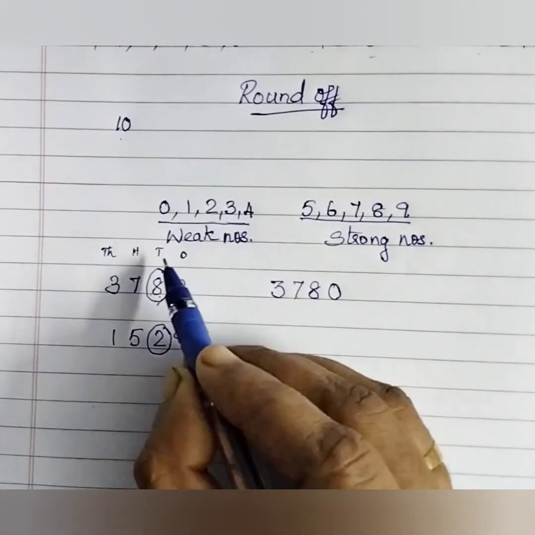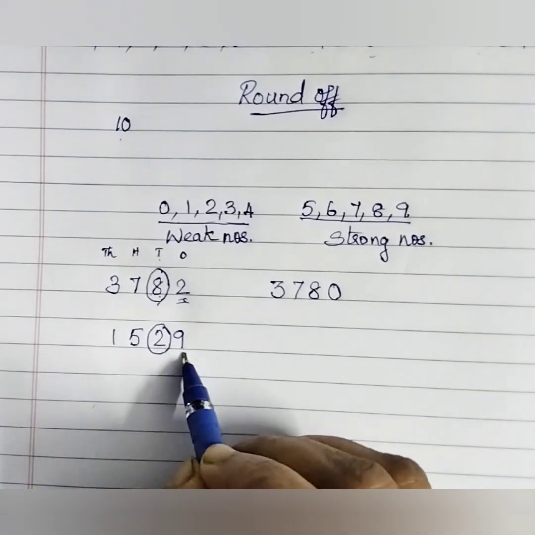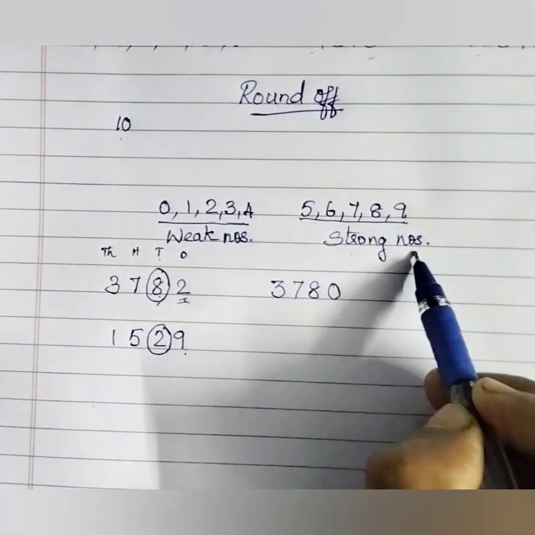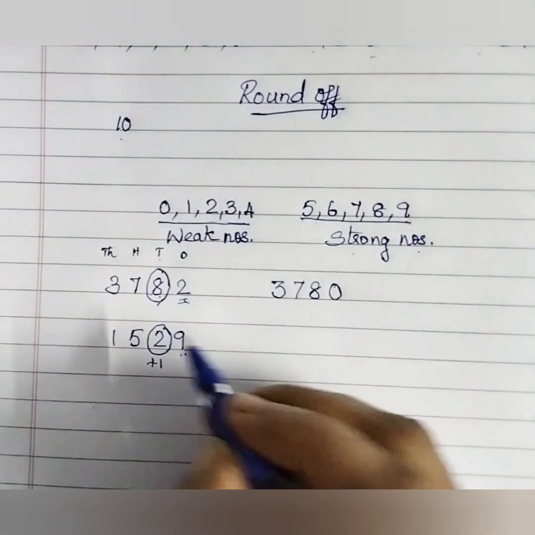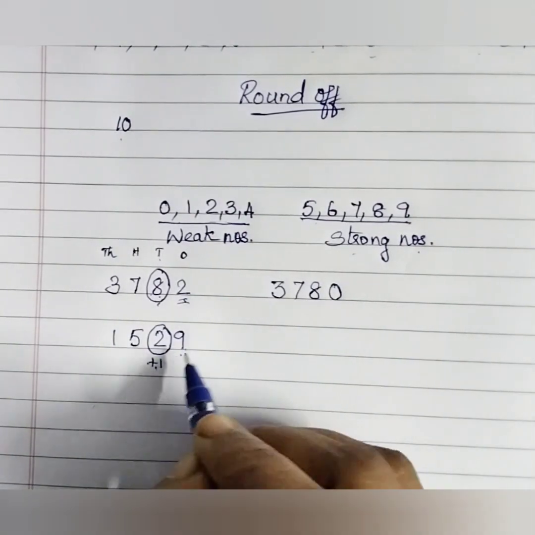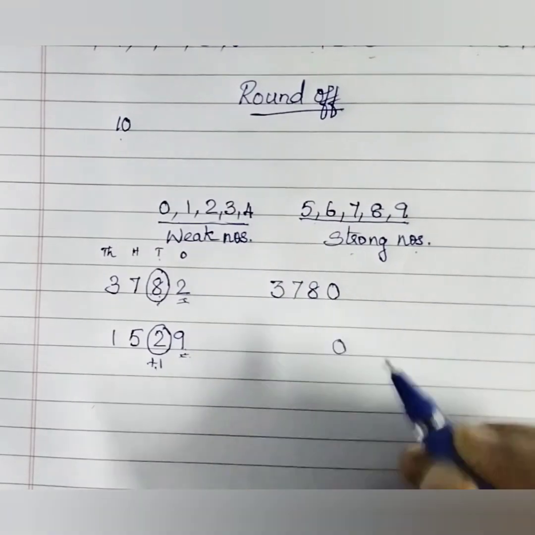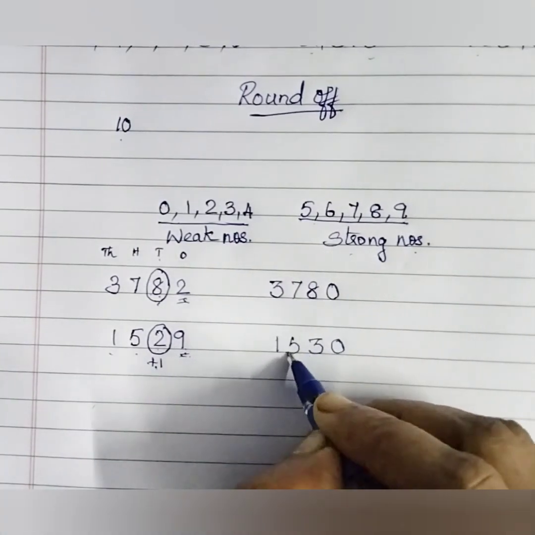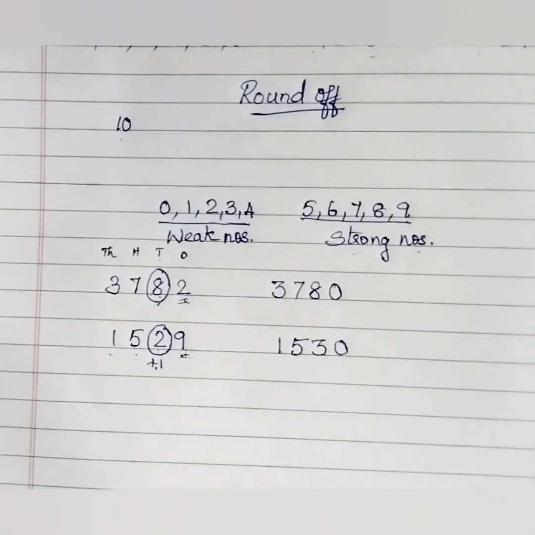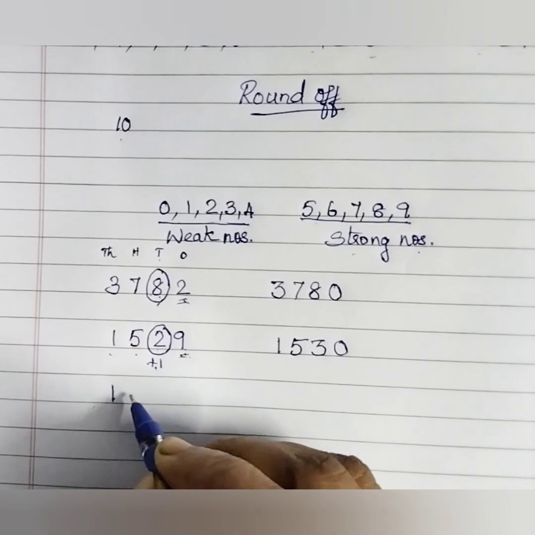Next question, 1529. Here the right is 9. So we are adding 1 to the digit 2. 9 is replaced by 0. 2 is added with 1. It is 3. And again 1530.